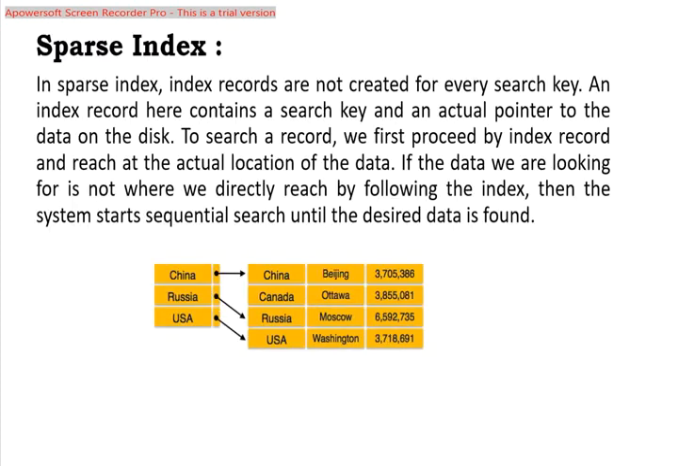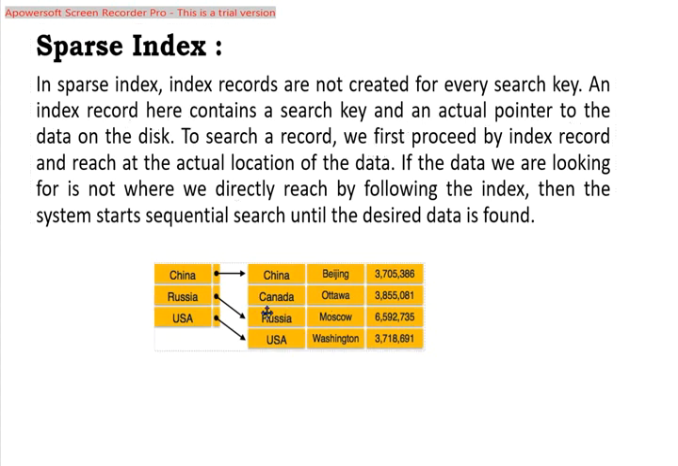So next comes the sparse index. So what is a sparse index, Manvendra? In a sparse index, index records are not created for every search key. So these are the search keys, and an index record for this search key is not created, as you can see in this example. An index record here contains a search key and an actual pointer to the data on the disk.